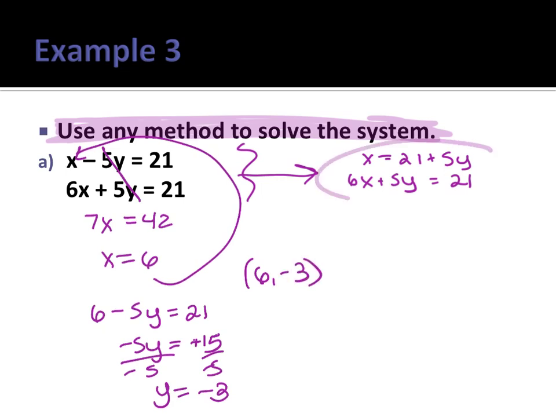If it was set up like this, because that's the same thing, then I would say that this is easier to use substitution. So if it already gives you what one of the variables is equal to like this, then I would want to use substitution and plug it in. So again, just keep in mind, you can move it and do elimination, but sometimes it's easier to use one over the other. Questions on that one?